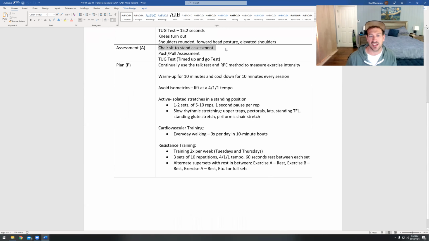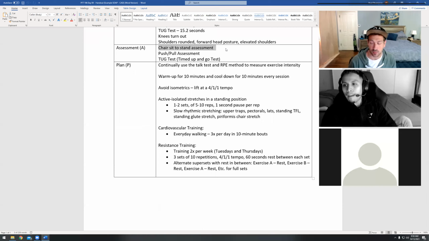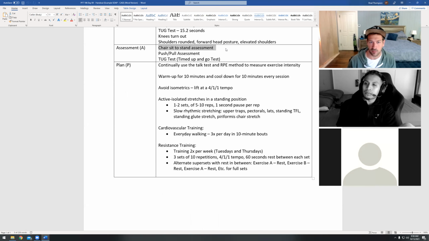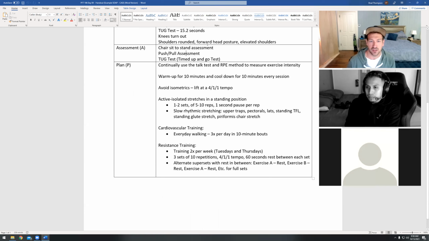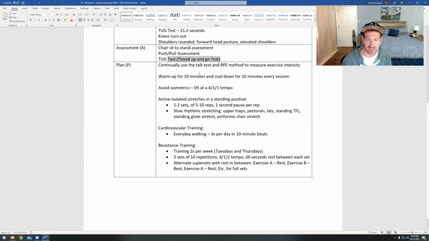For his assessments, we decided to do the chair sit to stand assessment rather than the overhead squat because he can't really squat very well. So we decided to use a chair instead, which will be a little bit more gentle. But then the cable pushing and pulling assessment was just fine. That's something he can do on his feet. You know, we can lower the weight down. It'll be just fine. And then we really like that tug test.